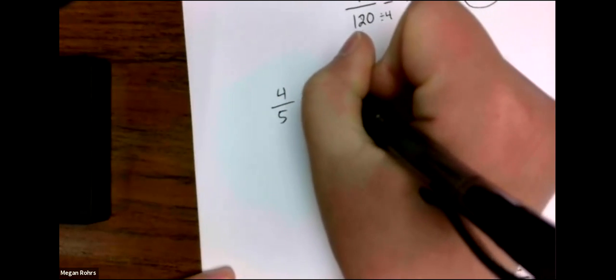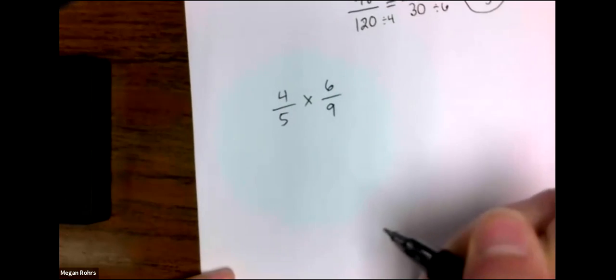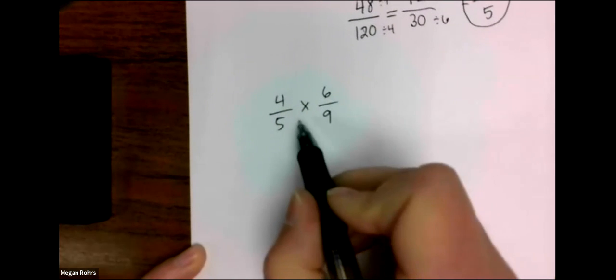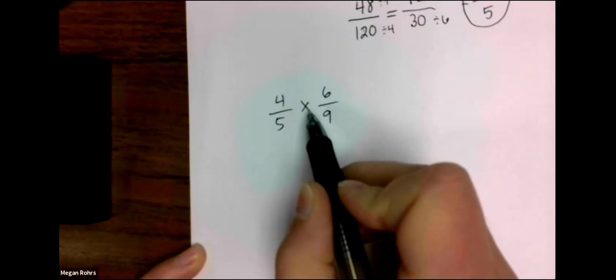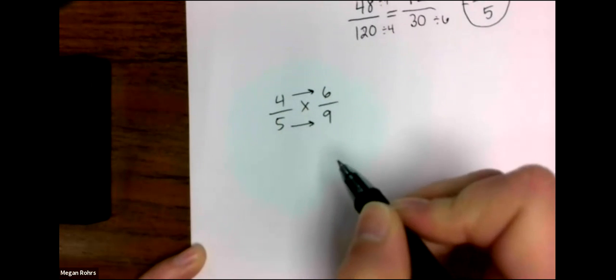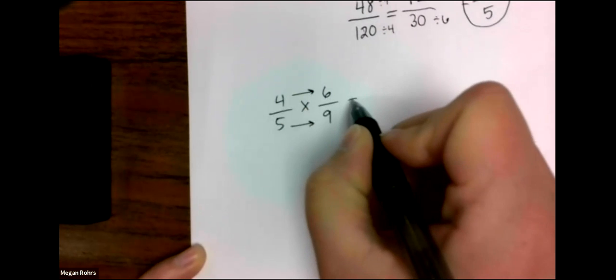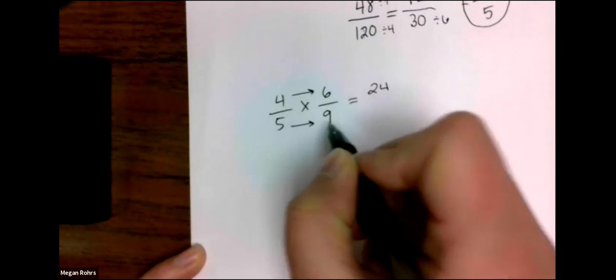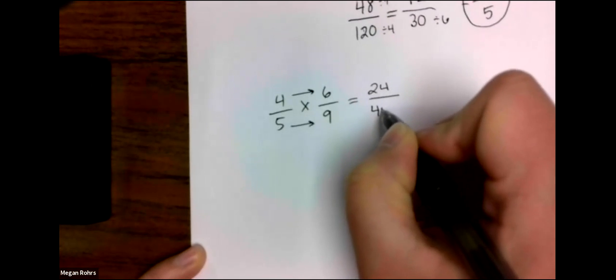So let's see here. Let's do 4/5 times 6/9. So this is a multiplication problem. So anytime you multiply fractions, just multiply straight across. So 4 times 6 is 24. 5 times 9 is 45.